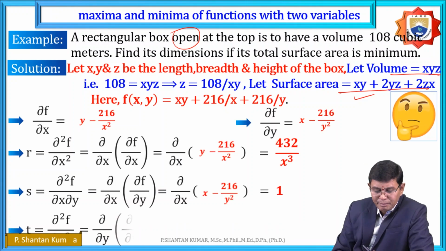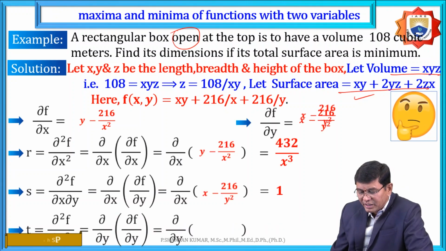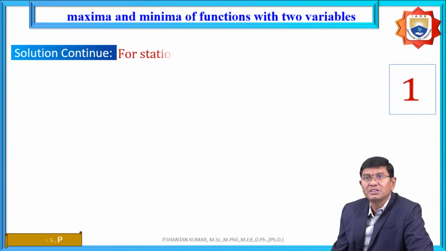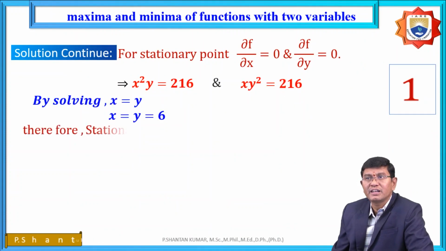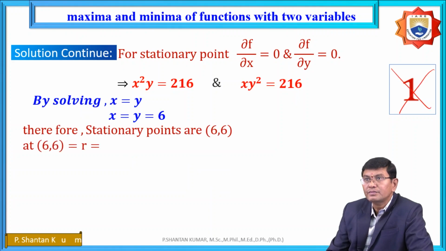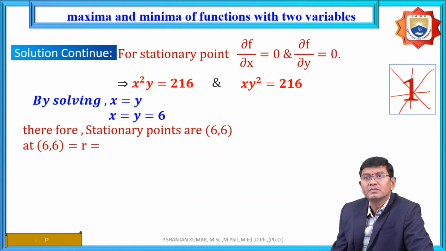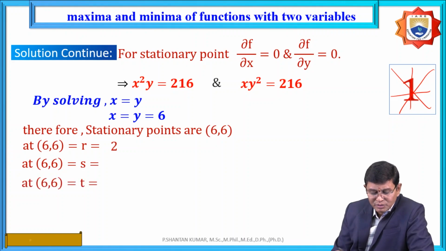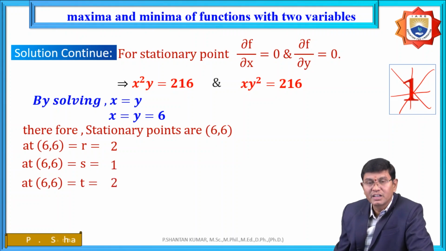And again here, based upon the p, q, r, s, t, after simplification we obtain x comma y. Here these are the solutions. The stationary points are found by solving, and x comma y is equal to 6. After solving for the stationary points, we obtain clearly r comma s comma t, that is r is equal to 2, s is equal to 1, t is equal to 2.